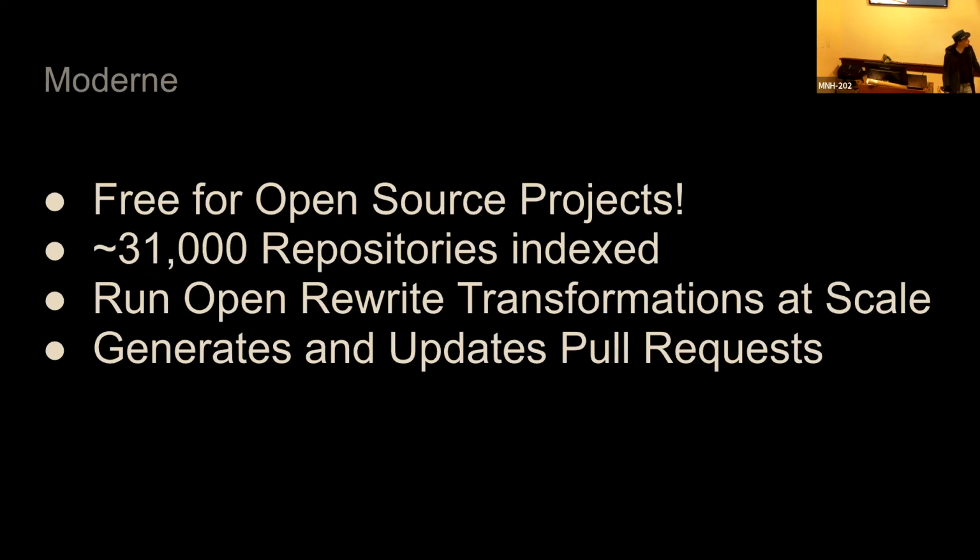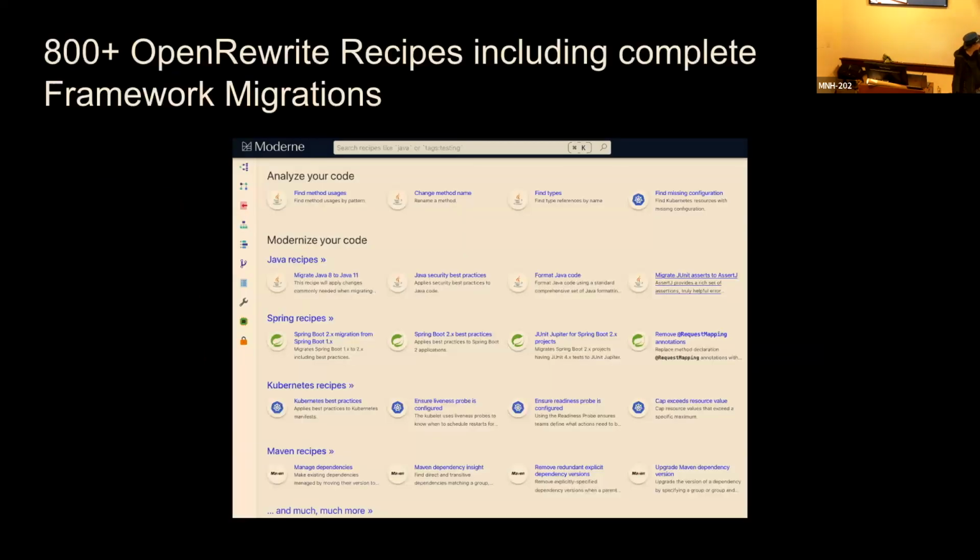You can run OpenRewrite transformations at scale across these 31,000 open source projects. And you can generate and update pull requests using their platform. And they have over 800 recipes, including complete framework migrations. You can migrate from Spring 1 to Spring 2, JUnit 4 to JUnit 5.